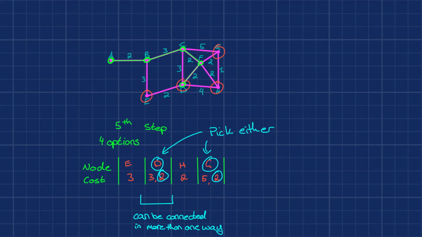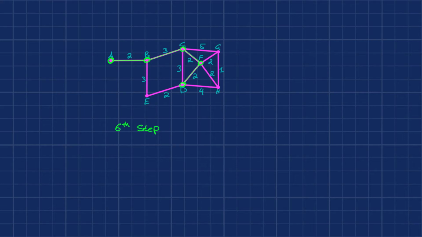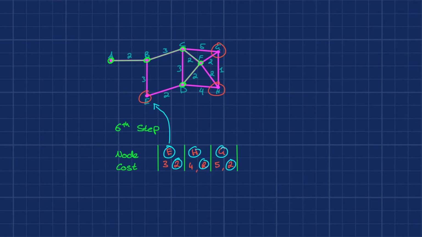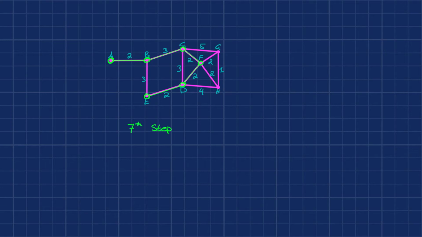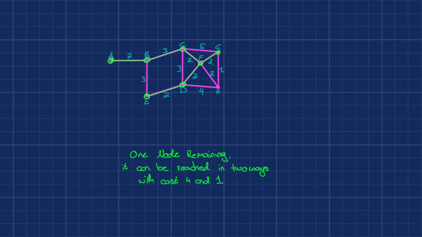So now move on to step 6. We have 3 nodes to choose from, E, F, and G. All of these have minimum cost 2, so long as we select them from the correct path. We're going to select node E here, just for convenience, and add that one to the tree. Move on to step 7. We have 2 nodes now to select from, node G and node H. Both have a value of 2, but we'll select node G. And then finally, we have only one choice left for our final node, which is node H.